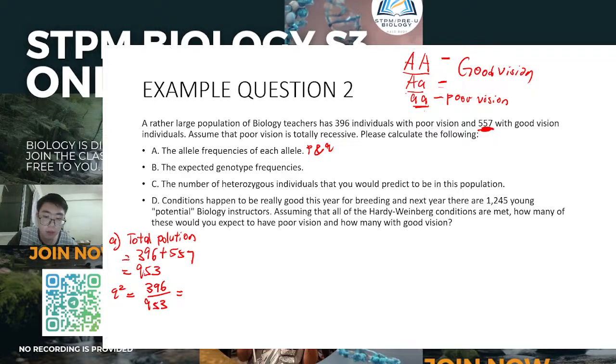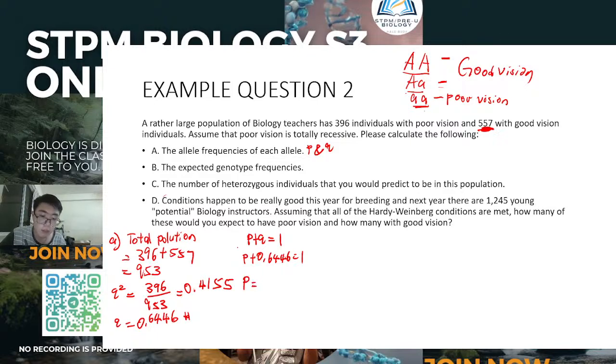396 over 957, you get 0.4554155, right? And then Q equals the square root of it, so you will get 0.6446. Okay, so this is your Q. How to calculate P? You already know your Q, so you can directly say P plus Q equals 1. P plus 0.6446 equals 1. So P equals 1 minus 0.6446, you will get 0.3554. Okay, this one is your answer, P and Q for part A.